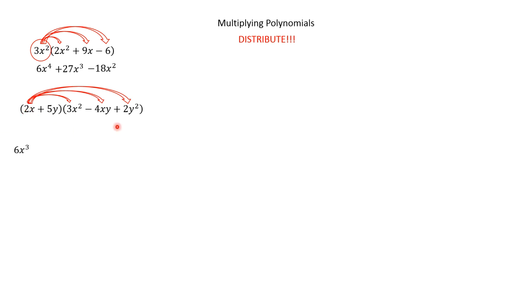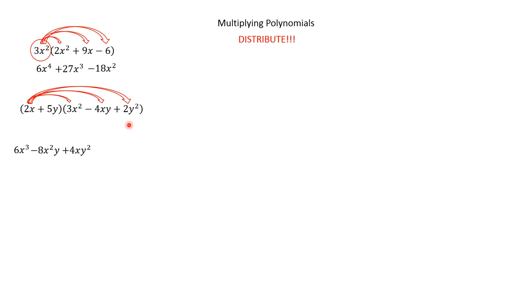And then 2x times 4xy. Well, 2 times 4 is 8. X times x is x squared. The y goes along for the ride. Notice it's a minus. So we have minus 8x squared y. And then 2x times 2y squared. 2 times 2 is 4. X times y squared is simply just xy squared. So we have 4xy squared.